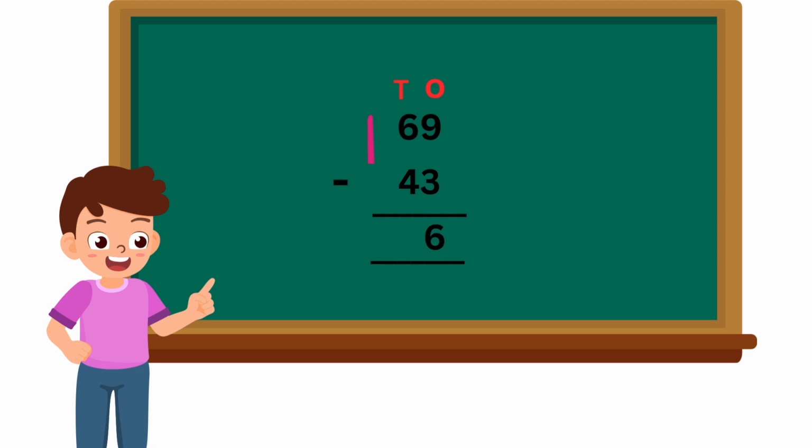In ones place, now subtract the tens place value numbers, that is 6 minus 4, which equals to 2. Write 2 in tens place. Hence the answer is 26.